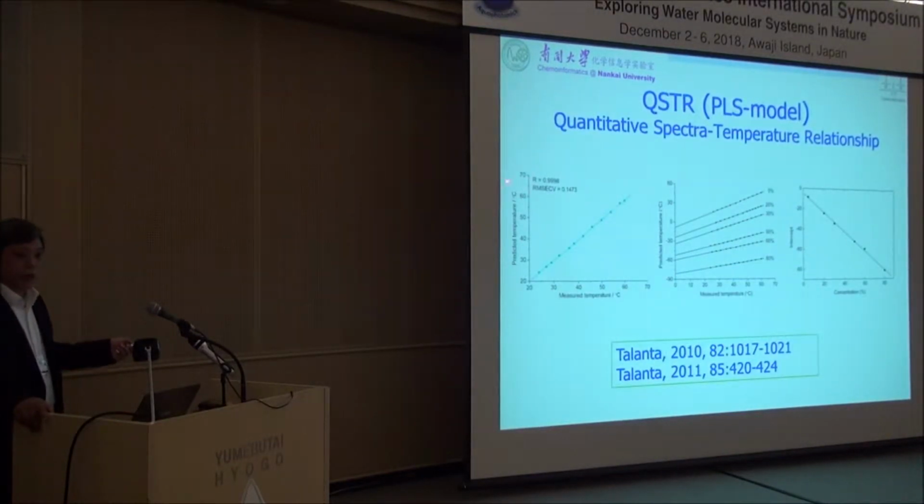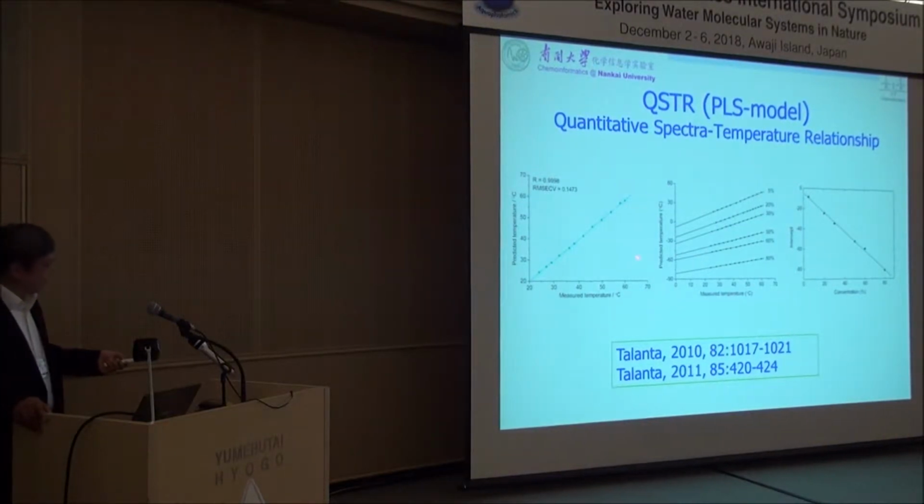This work was mentioned by Professor Koch yesterday. We built a lot of models for different systems, including water and mixtures. And this model is very good. It's interesting. The R can be as high as 0.999.